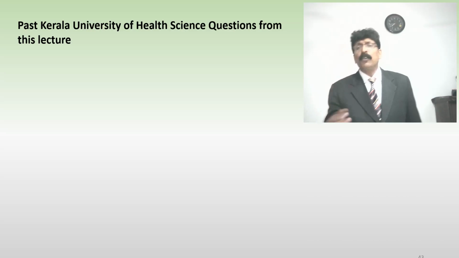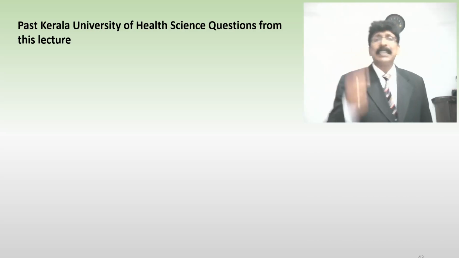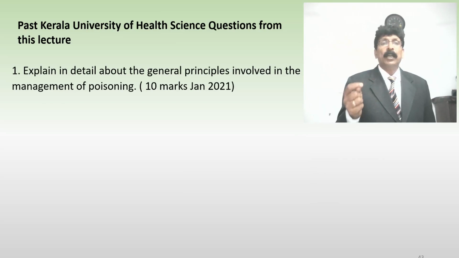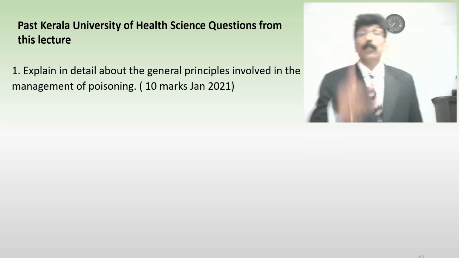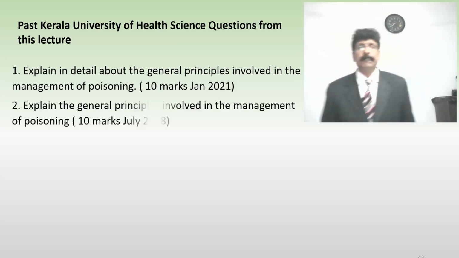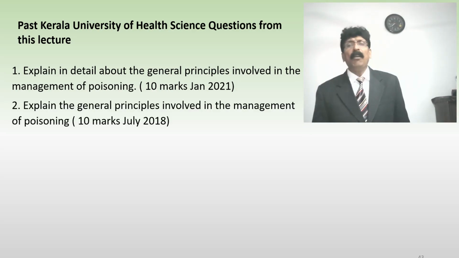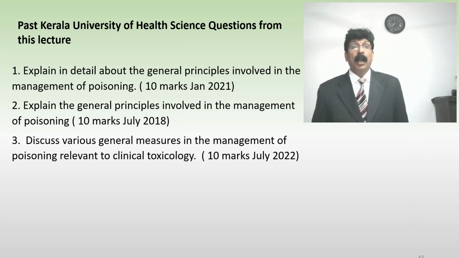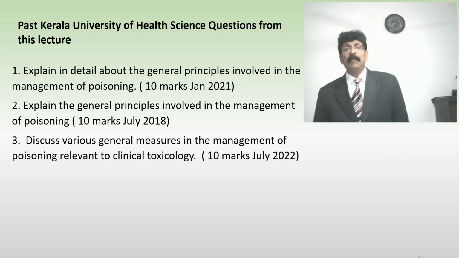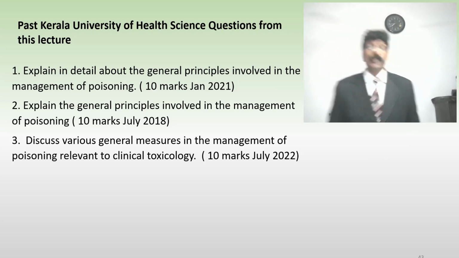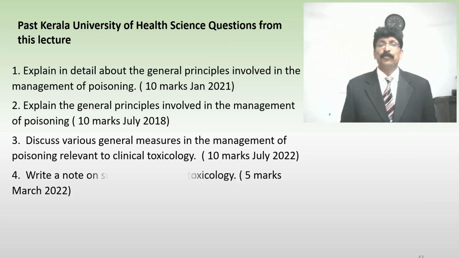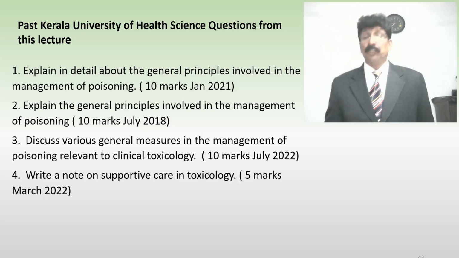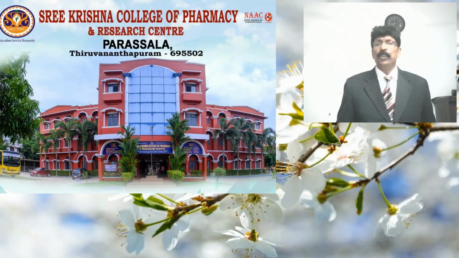I have taken some of the questions from Kerala University health science past papers from this lecture. In January 2021, 10 mark question: explain in detail the general principles involved in the management of poisoning. 10 mark, so you should write all these parameters. 10 mark question in July 2018: discuss various general measures of management of poisoning relevant to clinical toxicology. 10 mark in July 2022. And write notes on supportive care in toxicology, 5 mark in March 2022. So they have asked this type of general questions.